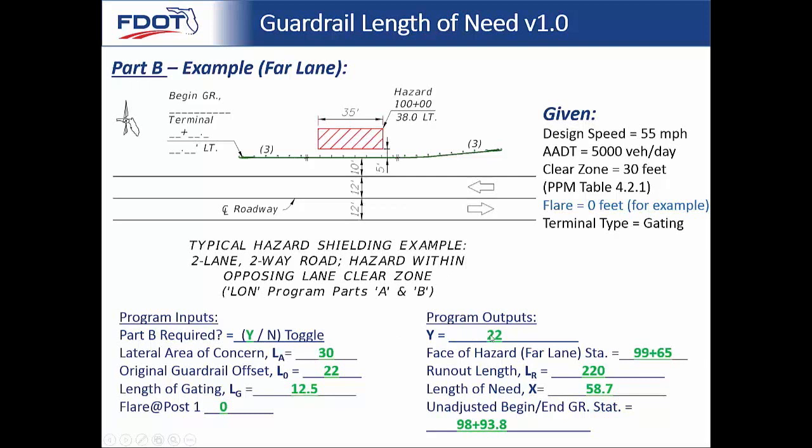And so your program outputs, it's going to go ahead and give you Y. Y is the offset from the traffic lane at post 3. Now Y, that 22 is the same as LO. That's because there's no flare. So it's the same, you can see it's the same. Then we have some more preliminary outputs. It gives you some unadjusted stationing, but that stationing has not yet been adjusted to the nearest panel length. Okay, so now we're finished with part B.